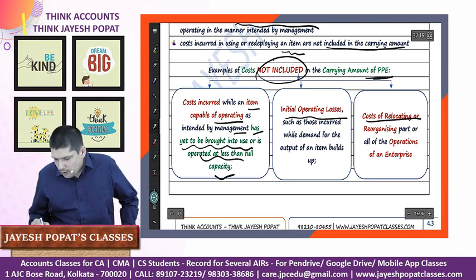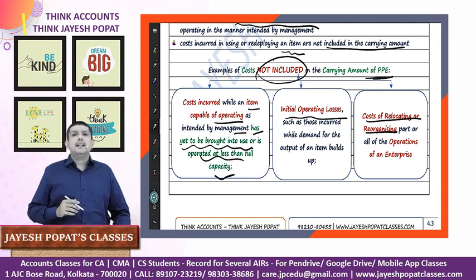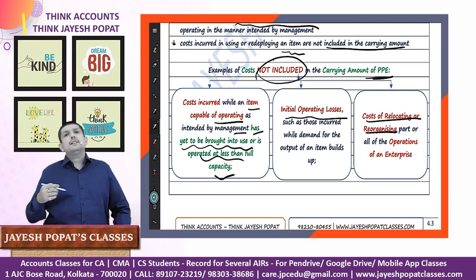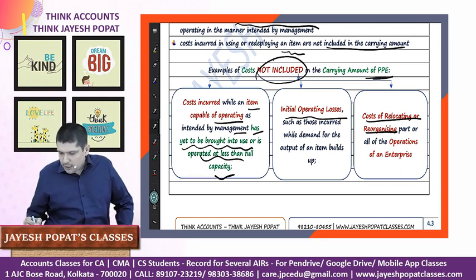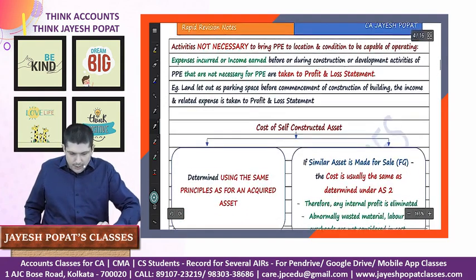If you are relocating your, let's say, processes and you need to relocate your machinery, etc., these will not be treated as the cost of the item of PPE. Cost of relocating or reorganizing part or all of the operations of the enterprise.